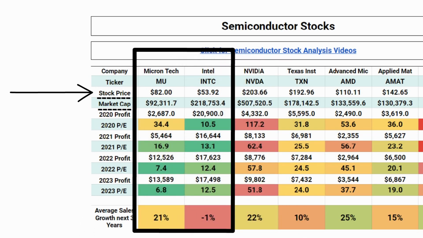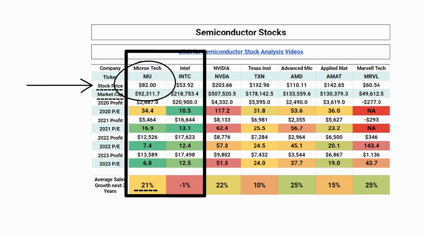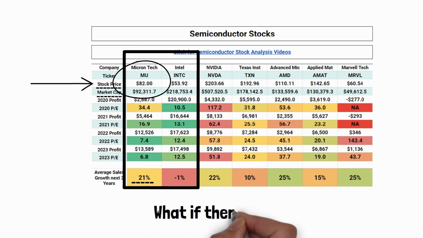We narrow down to 2 stocks, Micron Technology and Intel. Growing companies tend to have bigger PE ratios, so it is safer to go with Micron Technology. That's why I already made a video about it. You can ask, what if there is no profit?